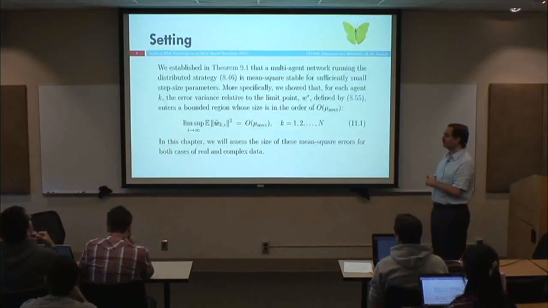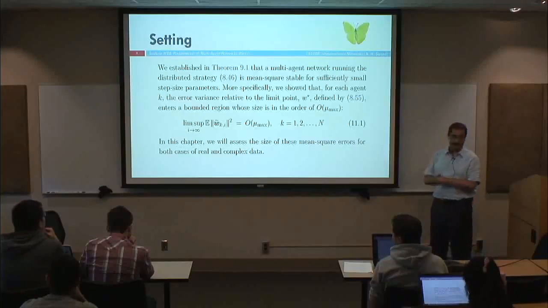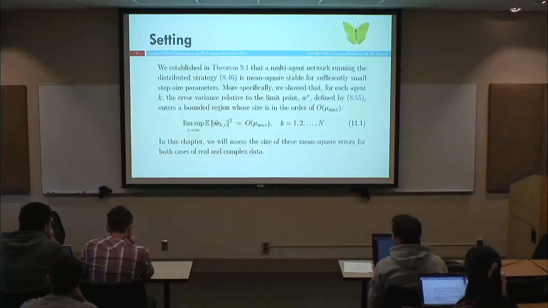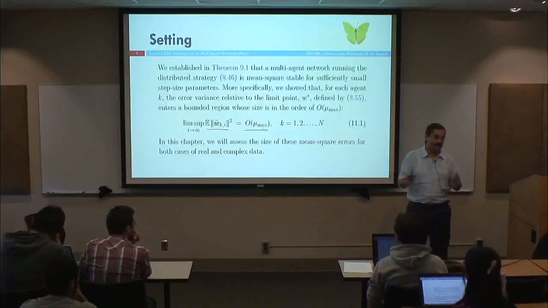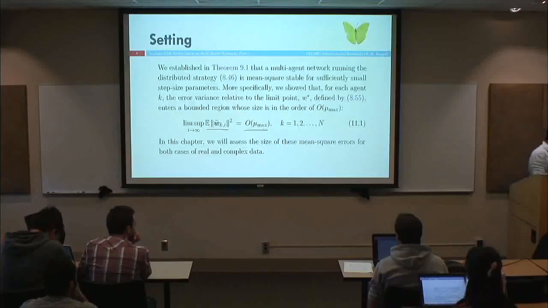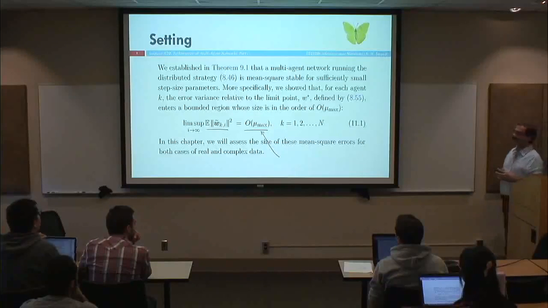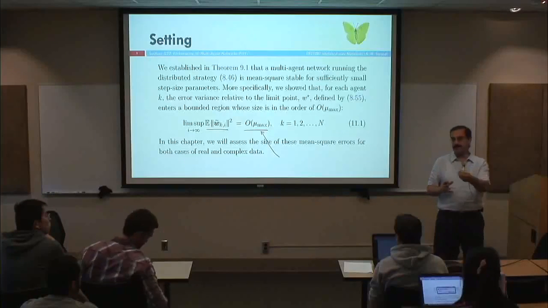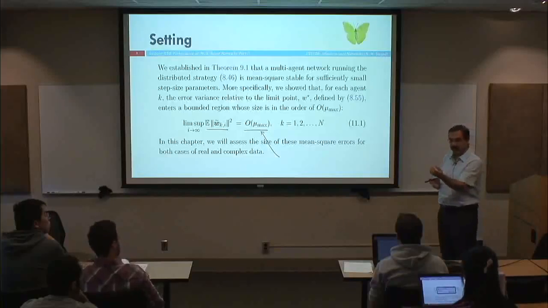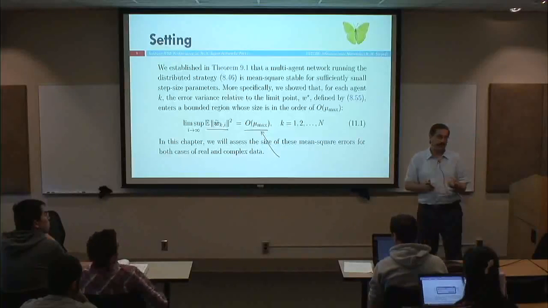This is one of the results that we proved in the previous lectures: if you look at the mean square error at any agent, that mean square error is going to enter a small region whose size is in the order of the step size. What I want to do now in this lecture and continuing into the next is to find an expression for that mean square error. I'm not only interested in knowing that it is of the order of mu, because the multiplying constant can be very, very large. I would like to know what that multiplying constant is.